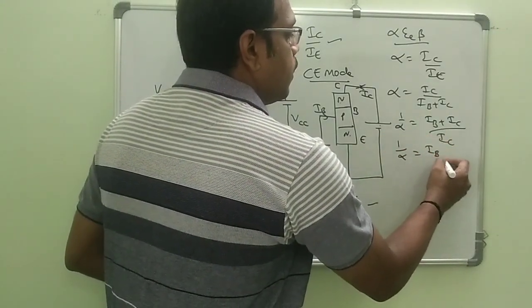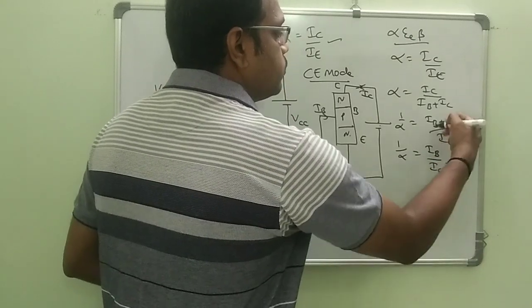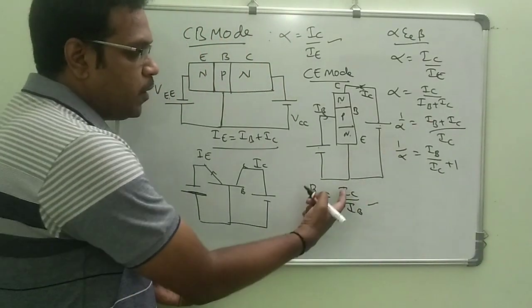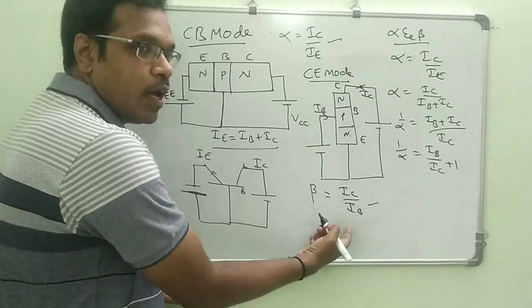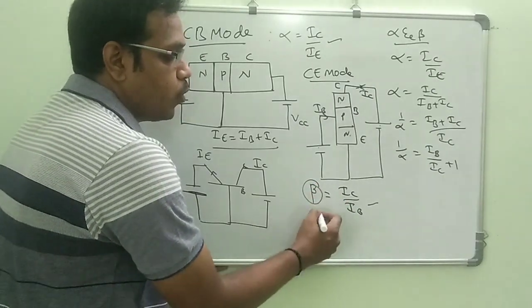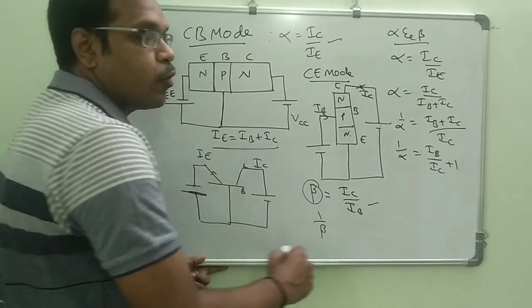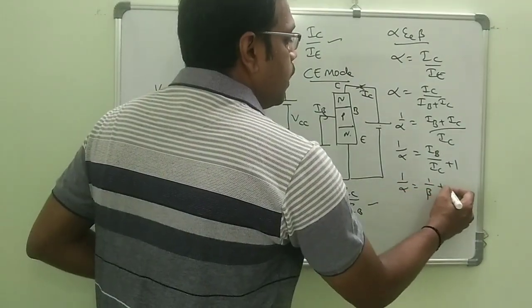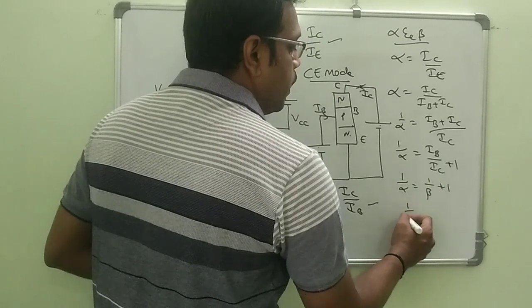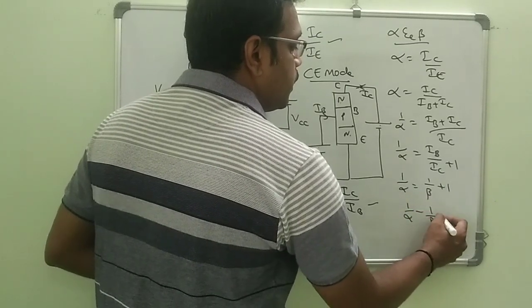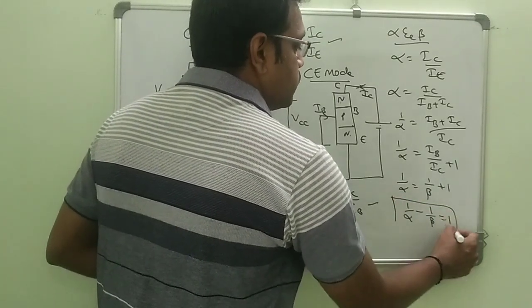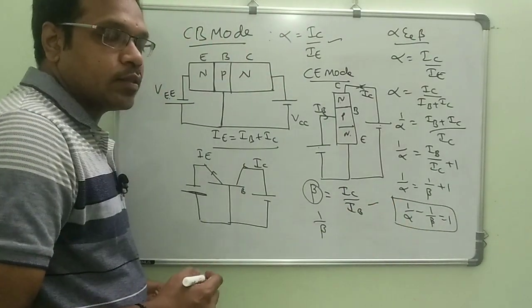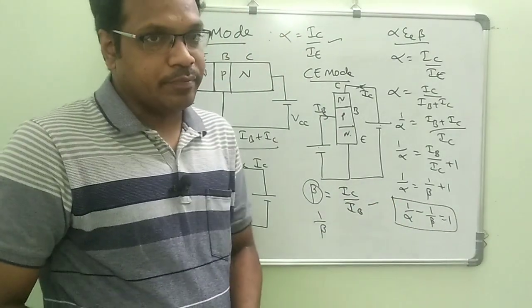Just doing the cancellation, 1 by alpha is equal to IB by IC plus 1. What is IB by IC? We have IC by IB as beta, so 1 by beta will come, the reciprocal. So 1 by alpha is equal to 1 by beta plus 1. So we can write 1 by alpha minus 1 by beta is equal to 1. This is the relation if they ask for the alpha-beta relation.